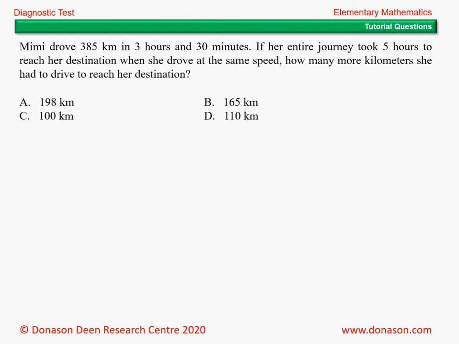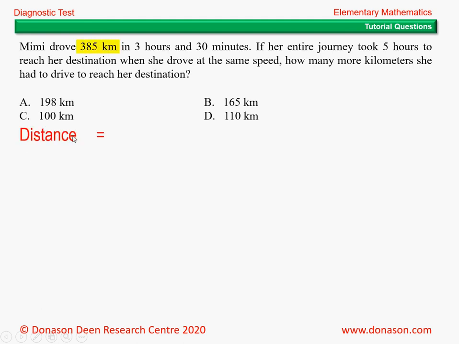Mimi drove 385 kilometers in 3 hours and 30 minutes. If her entire journey took 5 hours to reach her destination, when she drove at the same speed, how many more kilometers, take note of the word more kilometers, she had to drive to reach her destination? So this question is on speed, distance and time. So let's look at how to do that.